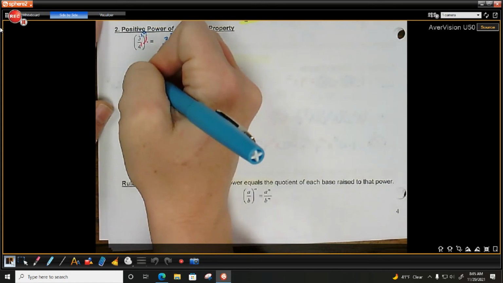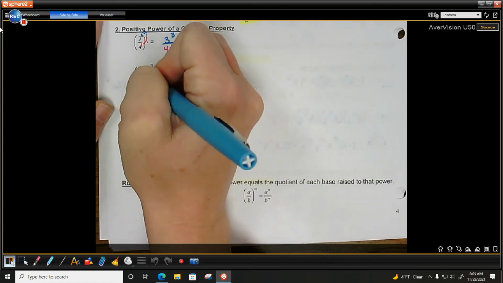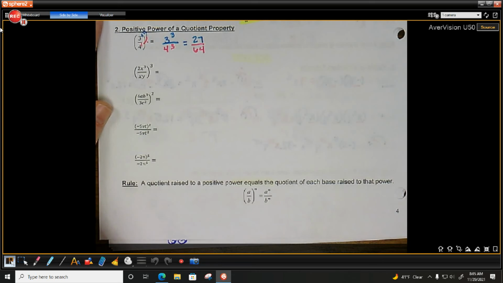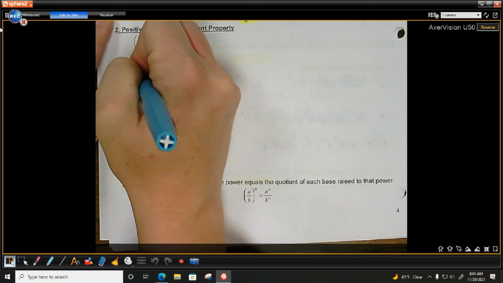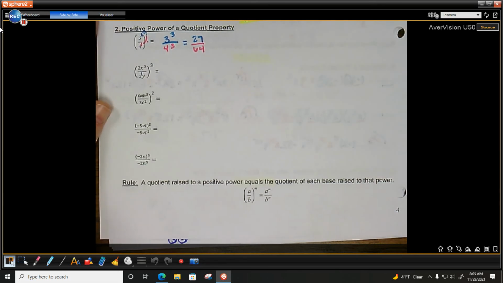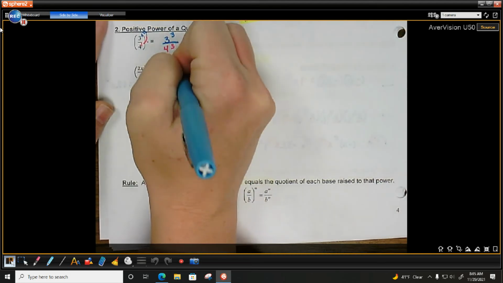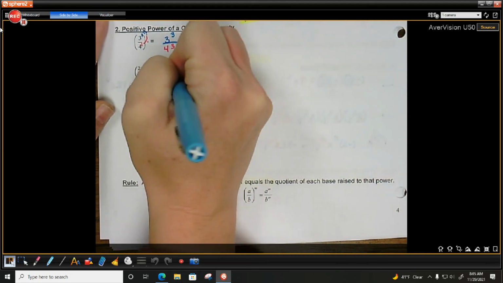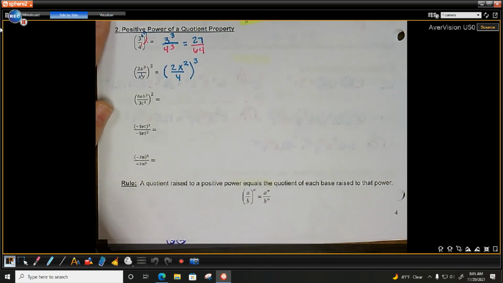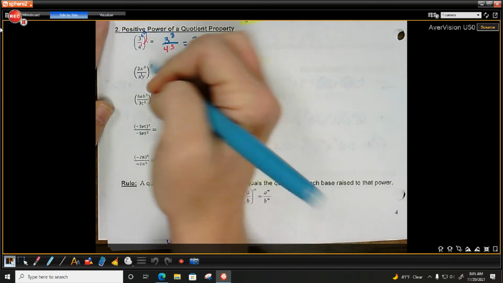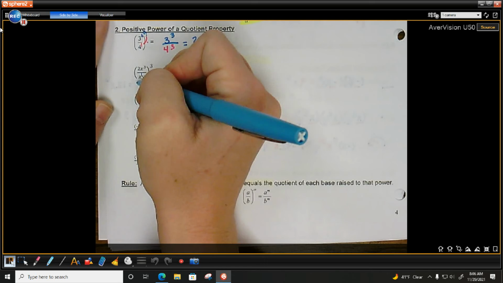Is there anything alike on top and bottom? I have x's on top and x's on bottom. Your x doesn't have an exponent on the bottom, so put a 1 there. So are there more x's on top or bottom? Top. By how much? 2. So I'm going to rewrite this as 2x to the second over y to the third power. Are we okay with how I got that? 3 x's on top, 1 on bottom. 3 minus 1 is 2. There's more x's on top, so x to the second's on top. Good?